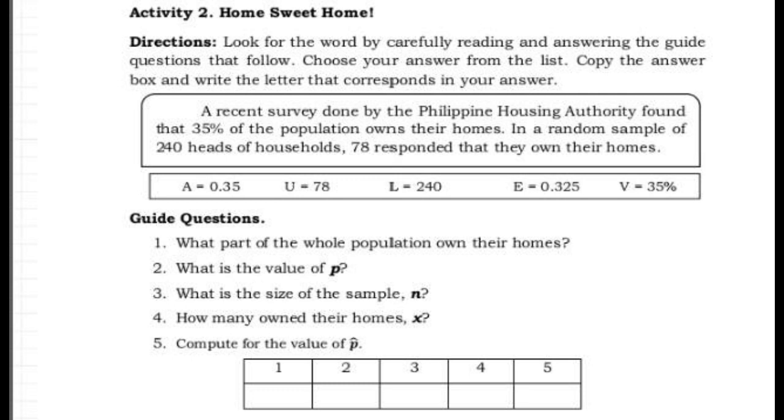Next, what is the value of P? P is our population proportion. Like number one's answer, it's 35%, but it uses percentage. Sa population proportion, kailangan natin gawin siyang in decimal. So, paano natin gagawin decimal? 35 divided by 100 equals 0.35. So, our population proportion or our P is 0.35.